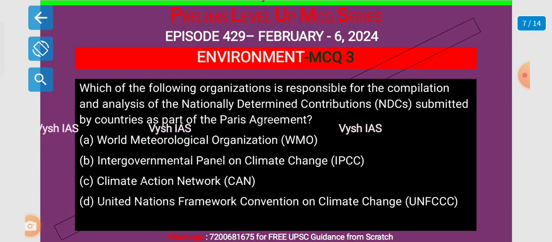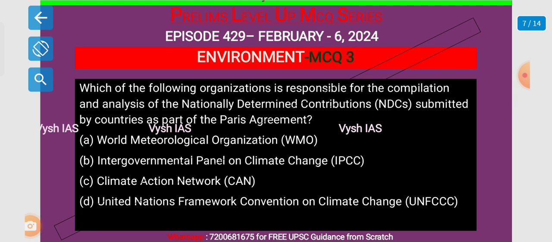MCQ number 3, which of the following organizations is responsible for the compilation and analysis of nationally determined contributions submitted by the countries as a part of the Paris Agreement. And you should know that NDCs came about as the result of which agreement. So let's see the options. A, World Meteorological Organization, WMO. B, Intergovernmental Panel on Climate Change, IPCC. C, Climate Action Network. Option D, United Nations Framework Convention on Climate Change, UNFCCC.